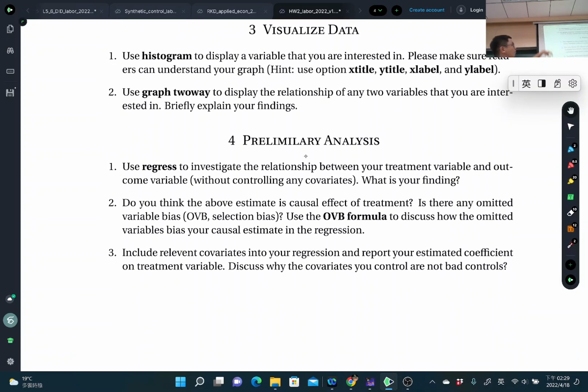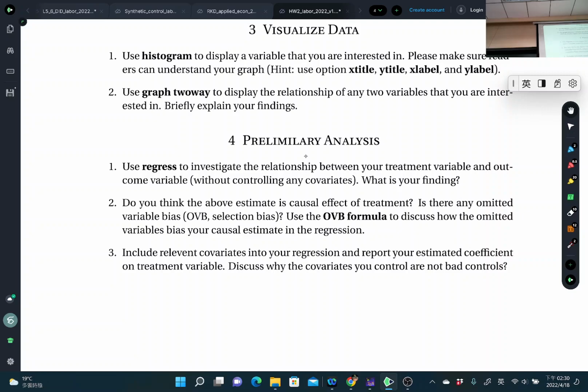And the final question is to do some preliminary analysis. You can just run the regression of your outcome on your treatment, very simple, to see some correlation, positive or negative. But this regression almost always has omitted variable bias, unless the data is from a randomized controlled trial, in which case you don't need to control for anything. But if your data is not from a randomized controlled trial, you might need to control for something, which means you will have omitted variable bias.